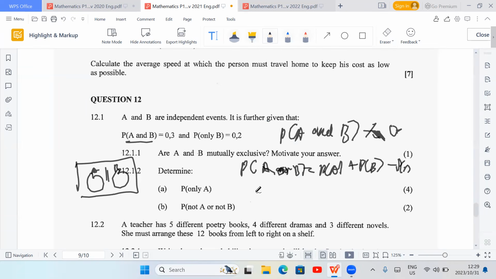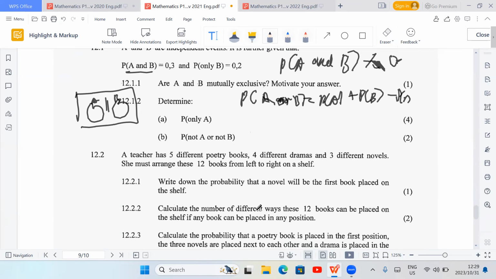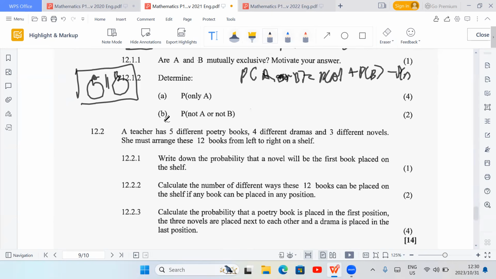But then, remember, I'm not solving questions. I get tempted to solve the questions. So that's not what it's all about today. Okay, then we have this.